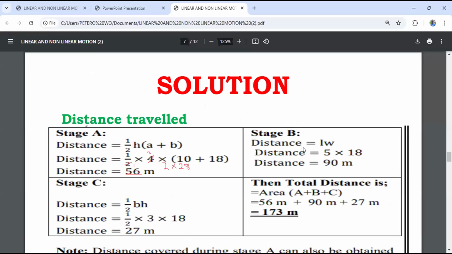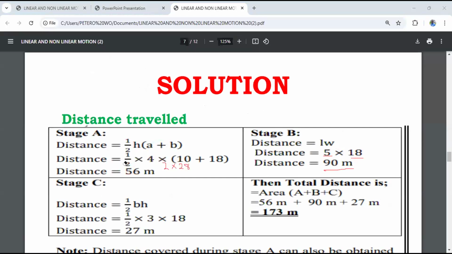So that 5 is the one that you are seeing here. We are having the length as 5 and the width as 18, and we'll be getting our answer as 90 meters.